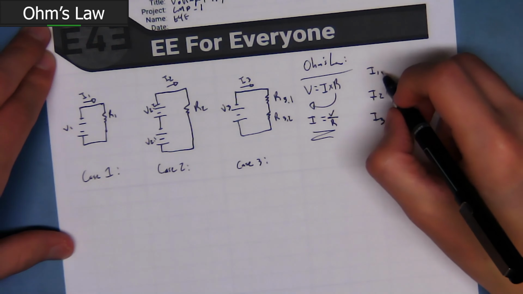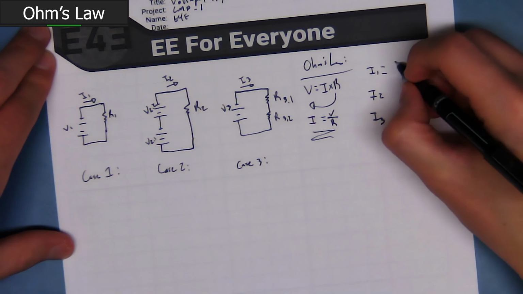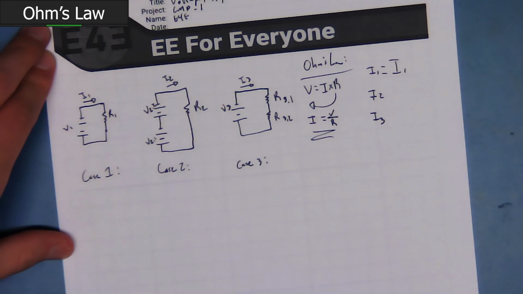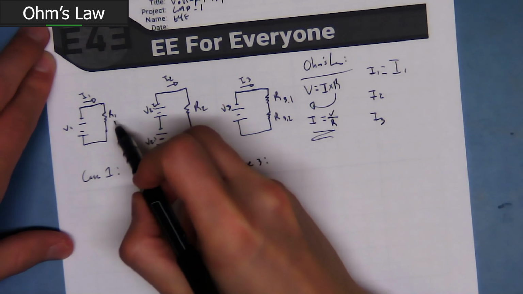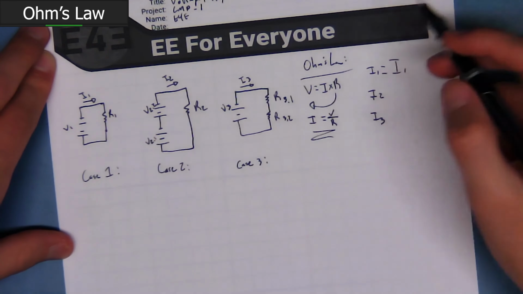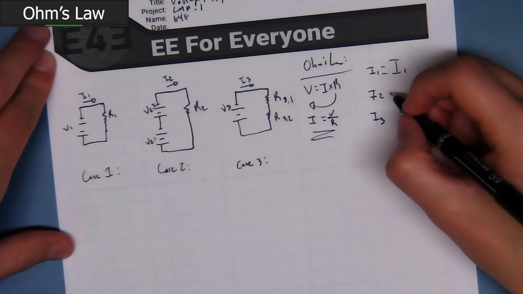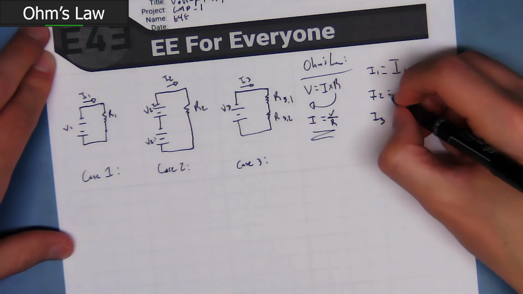Well, I1 is just equal to I1. It's just itself. It's kind of the baseline, right? One voltage, one current, one resistor. We're going to call that I1. What does that tell us about I2 then?